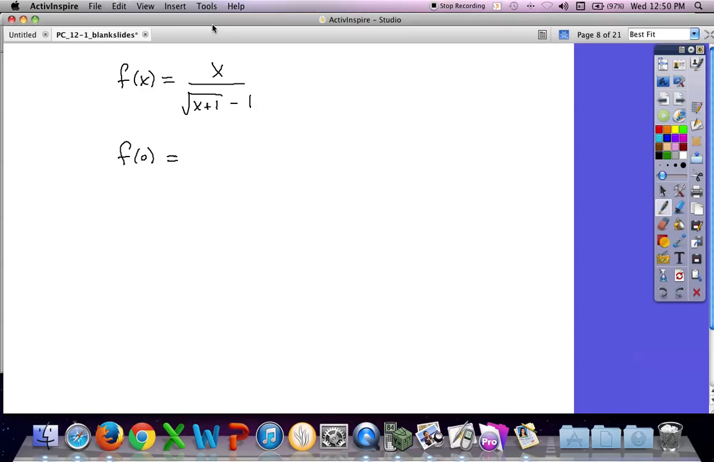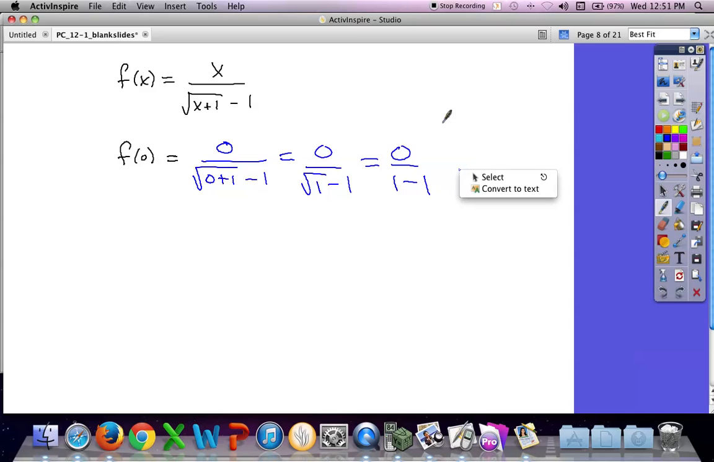Now, look, that's our function, right? What is the actual value of the function at x equals 0? I mean, what would happen if I plugged in x equals 0? I would get 0 over the square root of 0 plus 1 minus 1, which is 0 over the square root of 1 minus 1, which is 0 over 1 minus 1, which is 0 over 0, which is undefined.